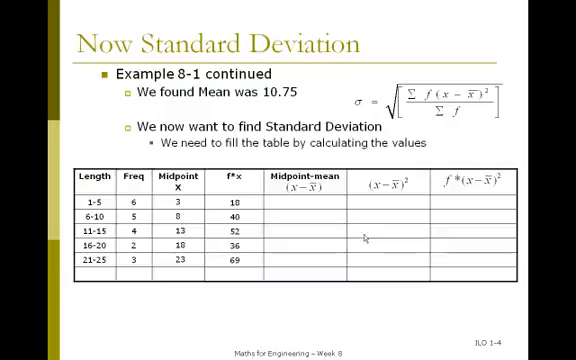So as before, the best thing to do is to draw out a table for us to fill by calculating the values as we go along. So the equation denotes sigma is equal to the square root of the sum of the frequency multiplied by x, which is the midpoint, minus x bar, which is the mean. And once you do that subtraction, you square that answer before you multiply it by the frequency. Then on the bottom we have the sum of the frequencies.